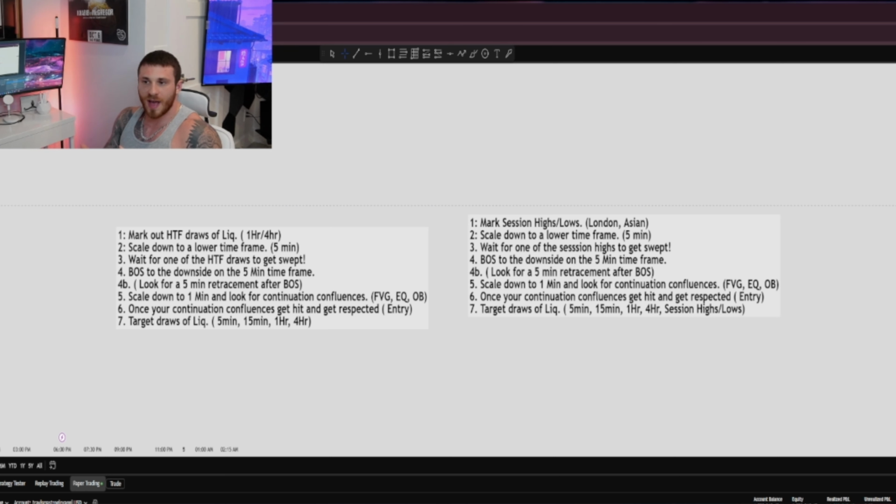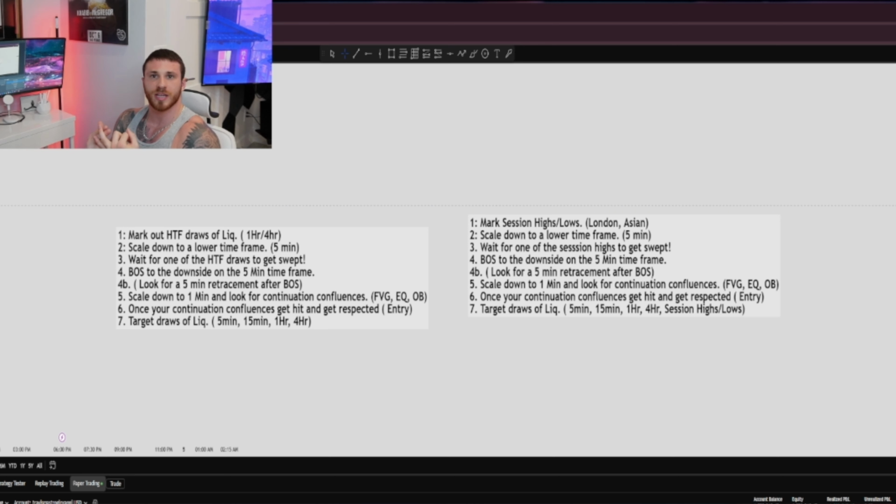But we're going to scale down to the 5-minute time frame. What do we see? Price comes up to one of our high time frame draws on liquidity or our session highs and lows. What do we want to see off this area? We want to see a liquidity sweep, right? Because we're trying to target this whole reversal. So what are we going to look for? We're going to look for our 5-minute break of structure. Once we see that, bang, another one checked off, right? So far, we're looking good.